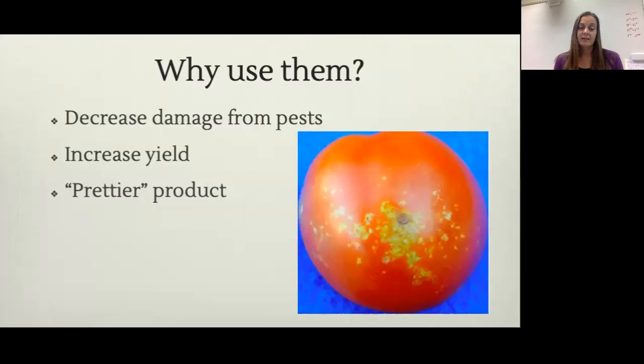Because pests can cause a lot of damage to crops, and so it helps to decrease damage. It also helps to increase yield. Sometimes, even, it's just because it makes a prettier product. So, in this picture here, we're looking at a tomato that has had damage from a stink bug or a leaf-footed bug, and it doesn't actually harm the tomato. It's still just as edible, but it's not pretty, and people aren't likely to buy it.